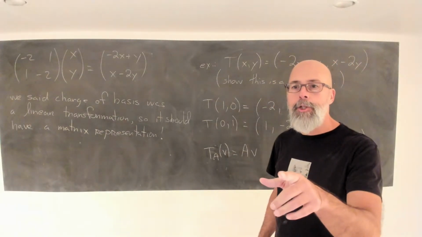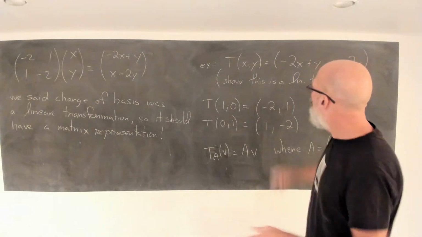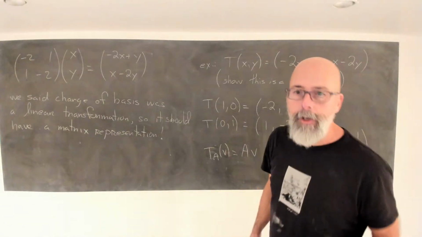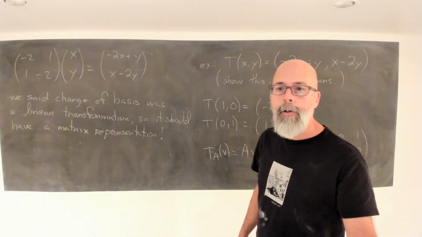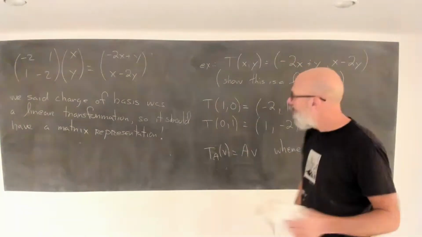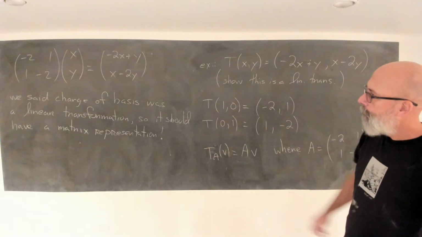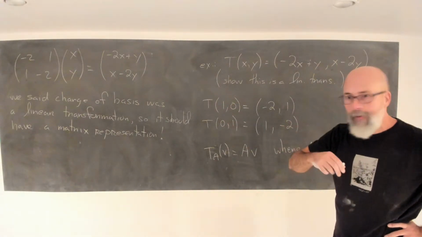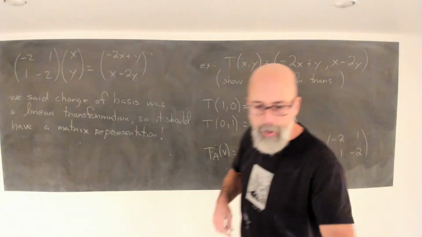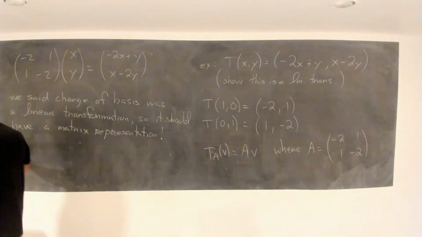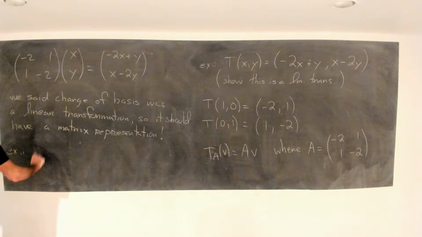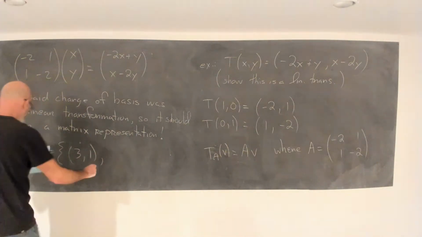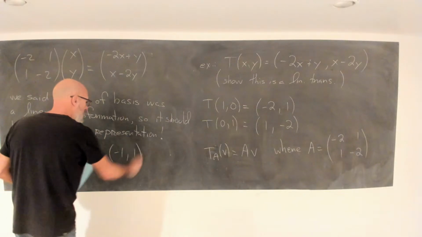So a linear transformation only involves addition, subtraction and scalar multiplication, essentially, Franco. Absolutely. Yeah, MJ, thank you. So we said change of basis was a linear transformation, so it should have a matrix representation. Let's illustrate with an example. Consider the ordered basis (3, 1), (-1, 1).